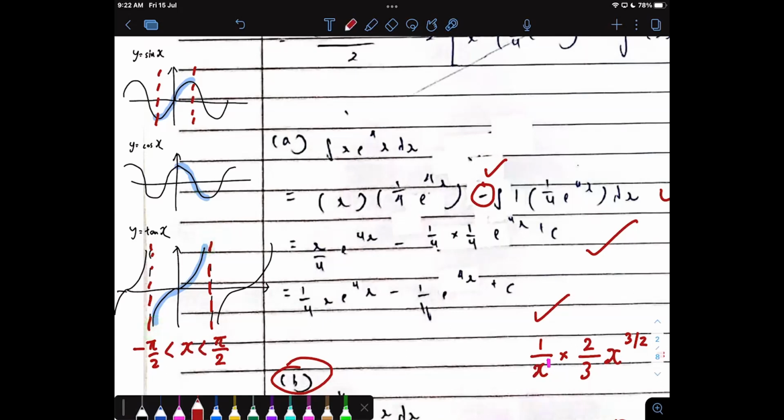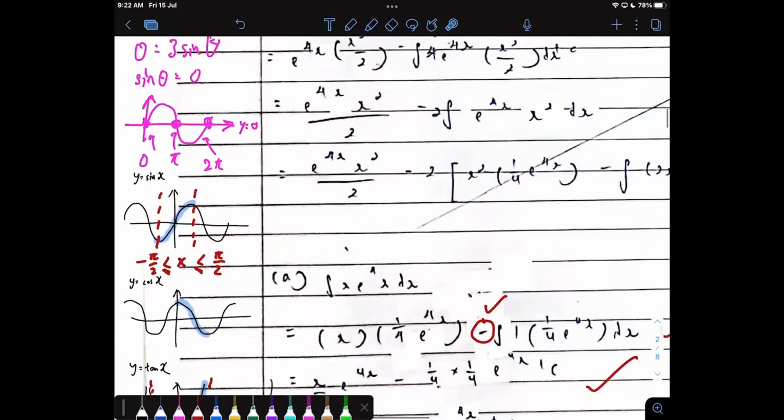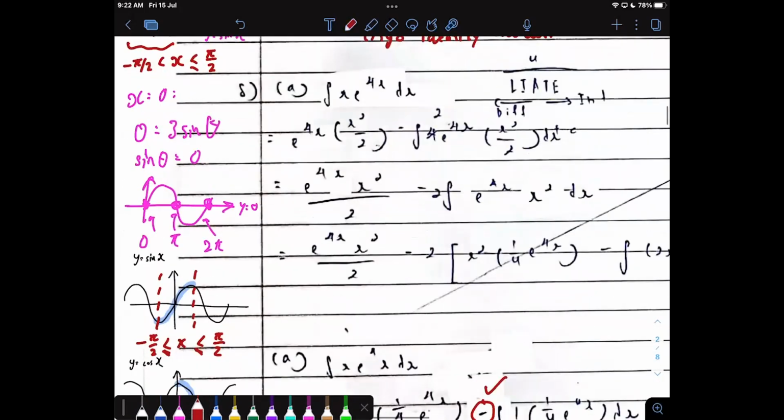But for sine, it will be negative pi by 2 less than x less than pi by 2. Actually, sorry, I'm wrong. I should include both because they are not colliding. They are different values, -1 and +1. Sorry, let me change that. Yeah, there should be an equal sign here.